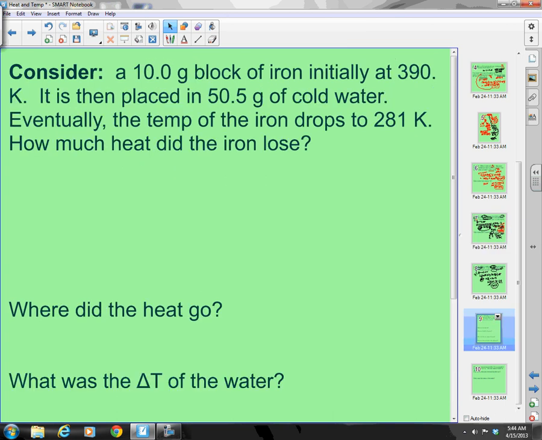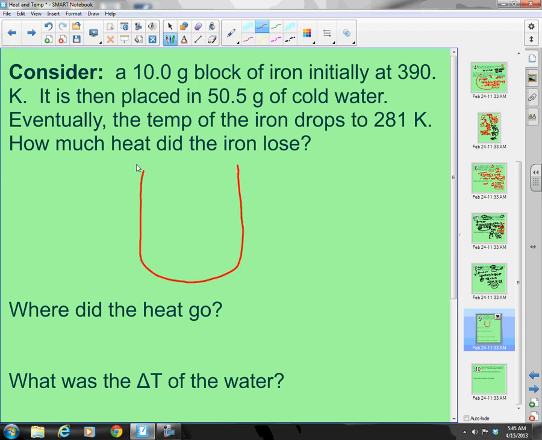Okay, I have a block of iron initially at 3. It is then placed in 50 grams of cold water. Eventually, the temperature of the iron drops to, ooh, what do we do here? Okay, this is a special case. Are you ready? Let's make sure I have time to do this. Yes, we have time. All right, what we need to do here is take a look at a picture.